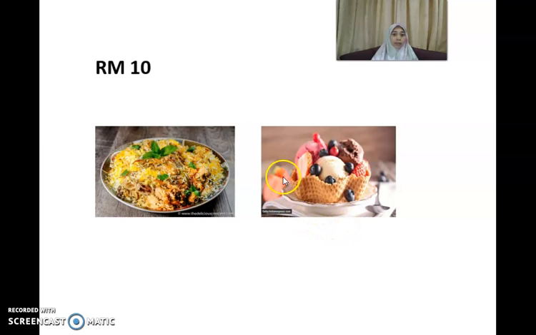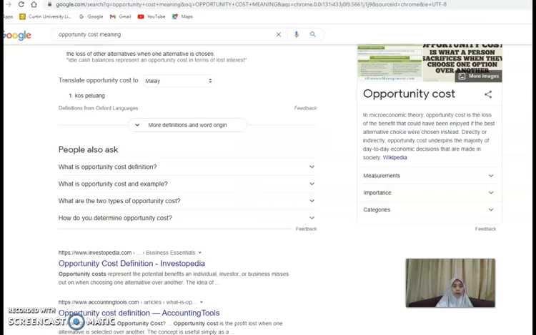So the ice cream will be the opportunity cost. So the next best alternative that you have to forgo because of the alternative that you have chosen. So that is the meaning of opportunity cost. Okay, if you just Google the meaning of opportunity cost, then you can see it is the loss of other alternatives when one alternative is chosen, or the loss of the benefit that could have been enjoyed if the best alternative choice were chosen instead.